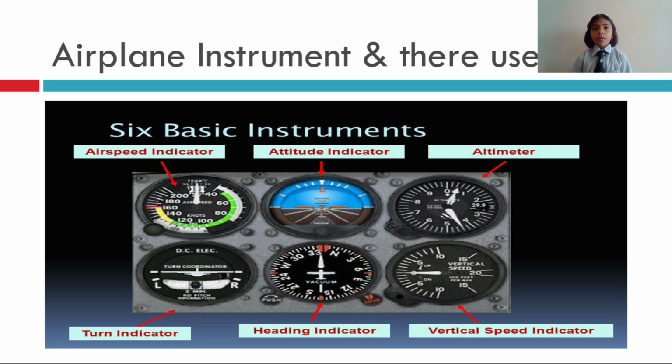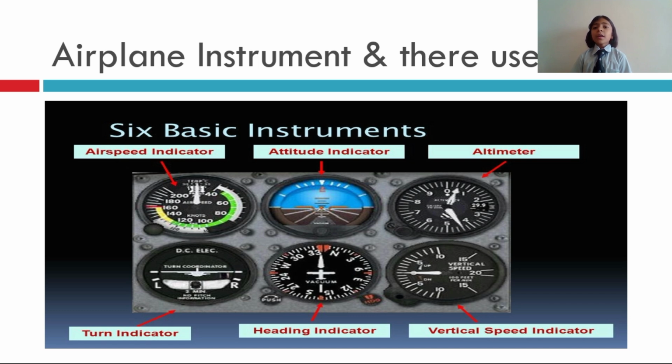Attitude indicator. It is used to display the aircraft attitude in relation to the horizon. It is also known as the artificial horizon. It also shows if the wings are leveled or not, and if the aircraft should pitch up or down. Altimeter. The altimeter is also known as the altitude meter. It is used to show how high or low the aircraft is from the sea level. It is always measured in feet.